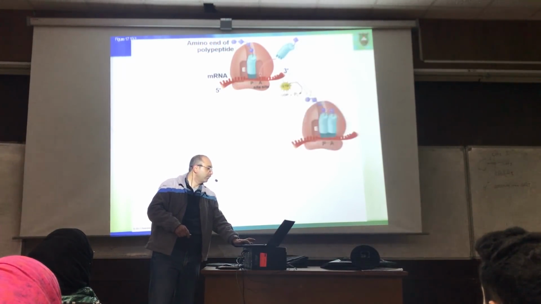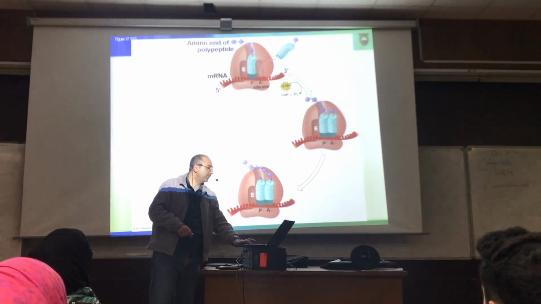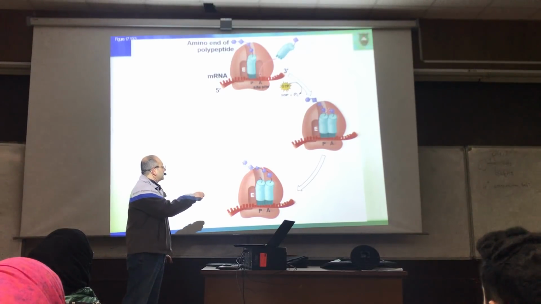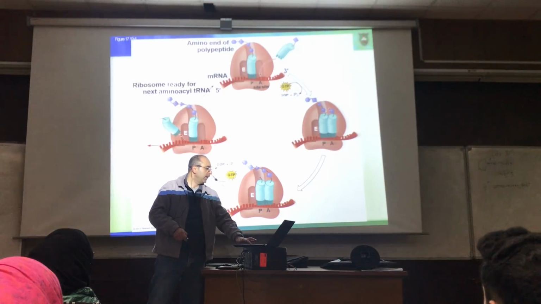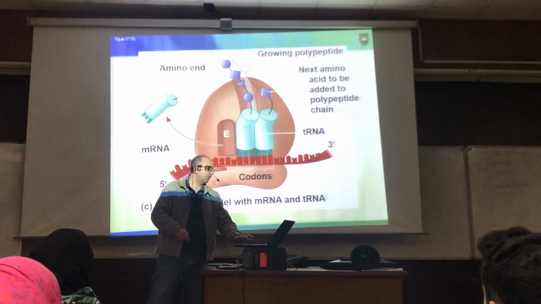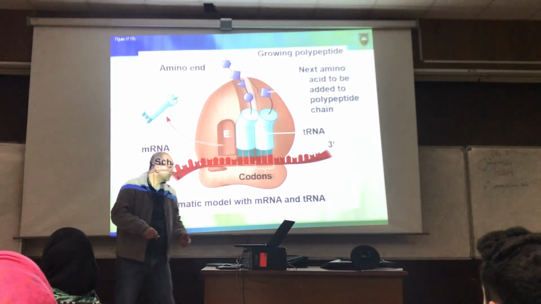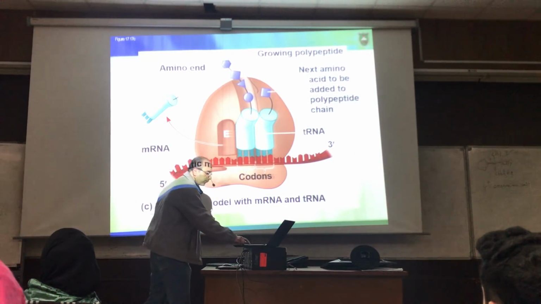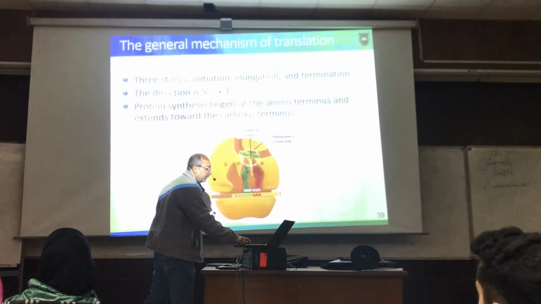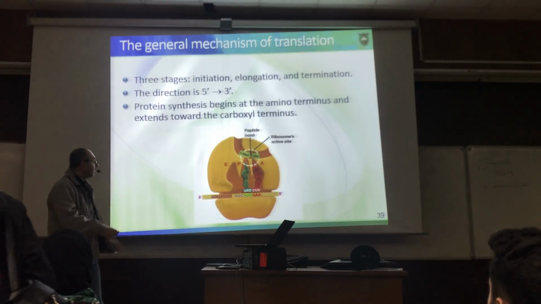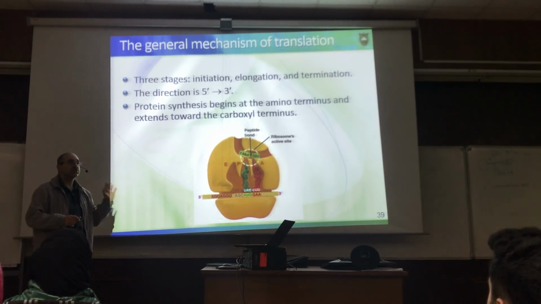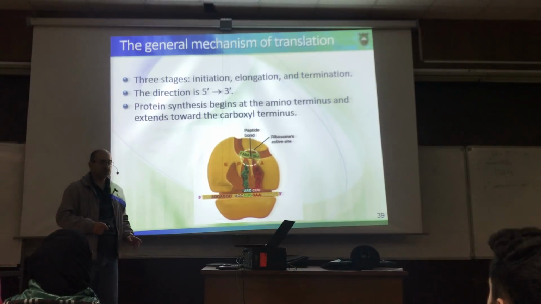So entry, now they're next to each other, peptide bond formation, the transfer of the whole peptide to the following tRNA, now exit of the empty uncharged tRNA, followed by entry and so on. So this is the whole cycle basically. Same idea. Okay, is that clear? Okay, so right here, this is the general mechanism of translation.